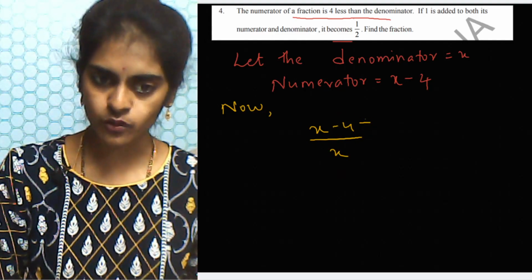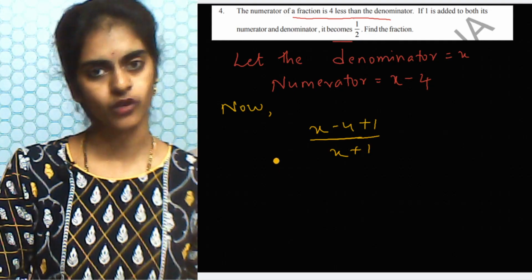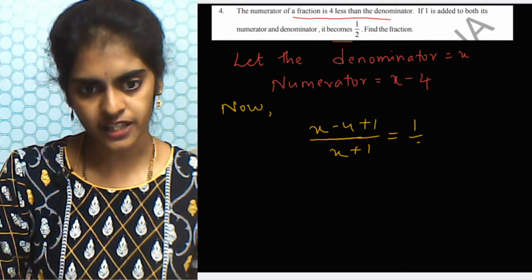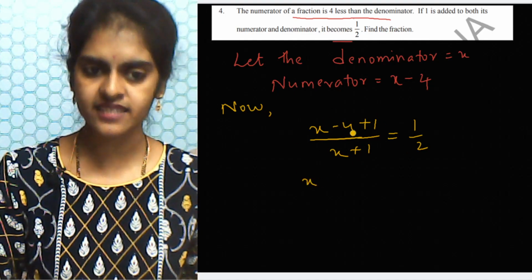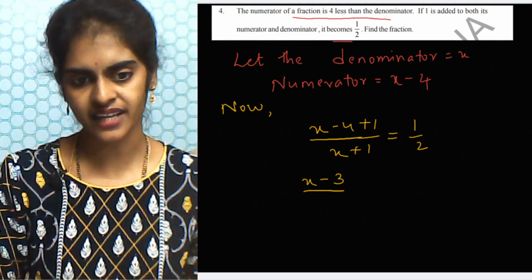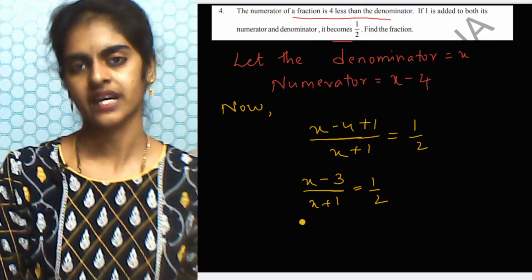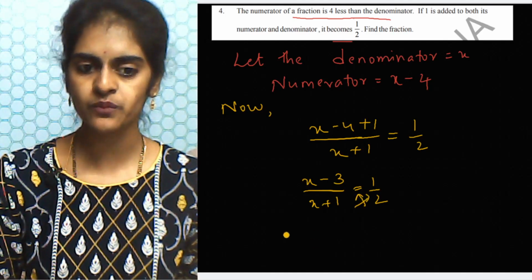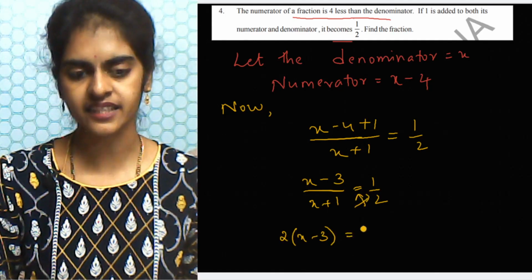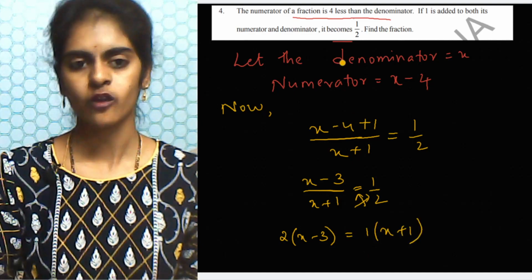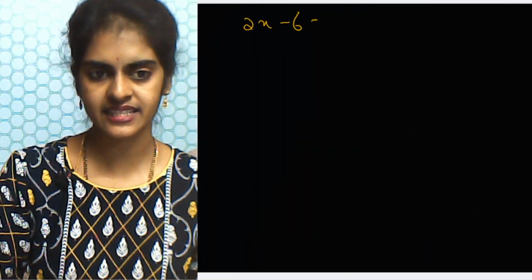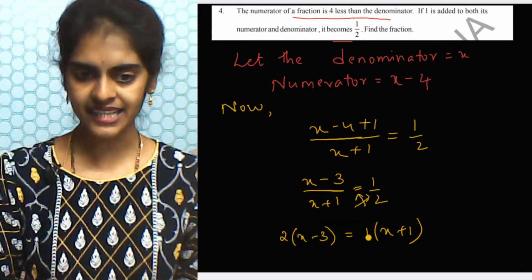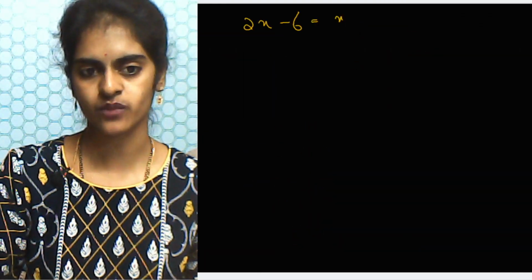Now if 1 is added to both numerator and denominator, this is what you get. So this fraction becomes 1 by 2. It is given, isn't it? So just solve this. x minus 4 plus 1 gives you x minus 3, divided by x plus 1, is 1 by 2. So simple cross multiplication: 2 into x minus 3 is nothing but 1 into x plus 1. Distributing 2 into x is 2x, minus 2 3s are 6, equals 1 into x is x and 1 into 1 is 1. So this becomes x plus 1.